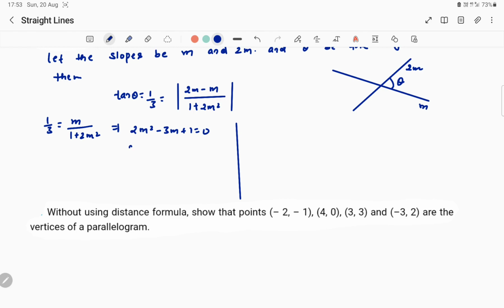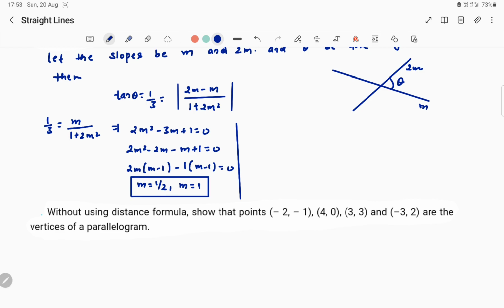Product is 2. So yes, we can write 2m square minus 2m minus m plus 1 equals 0. We can take 2m common, so m minus 1 here, and minus 1 common, so 2m minus 1 times m minus 1 is 0. We got m is equal to 1 by 2 and m is equal to 1. So this is one pair. The slopes can be 1 or 1 by 2.